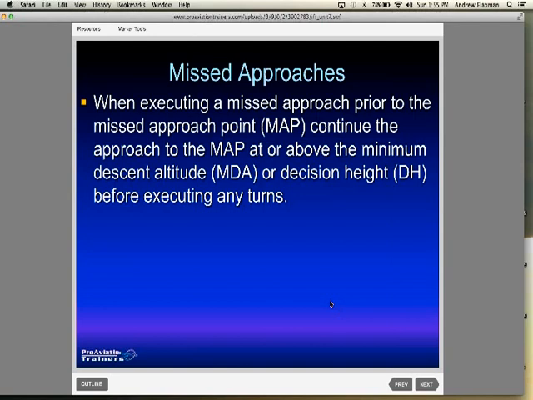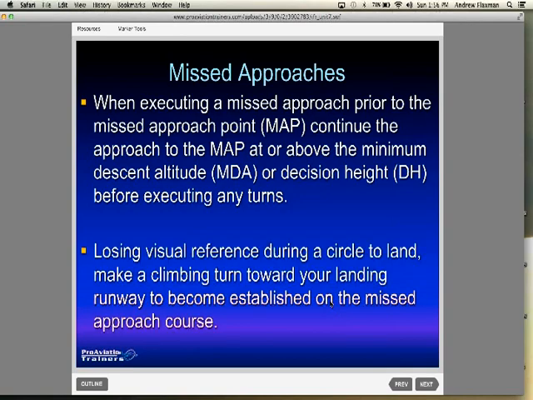All right. When executing a missed approach prior to the MAP, continue to the missed approach point at or above the minimum descent altitude or decision height before executing any turns. Why is that? For obstruction clearance. You have to maintain the direction of the runway, or whatever your approach direction is. Correct. You're more than welcome to climb unless there is a ceiling restriction before the missed approach point. But you cannot be turning, so you have to wait until you hit that point and then go, because that whole route provides obstruction clearance the whole time.